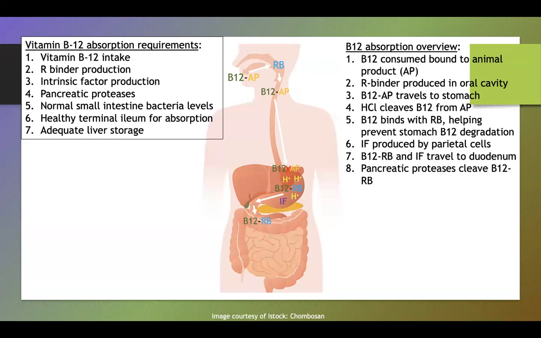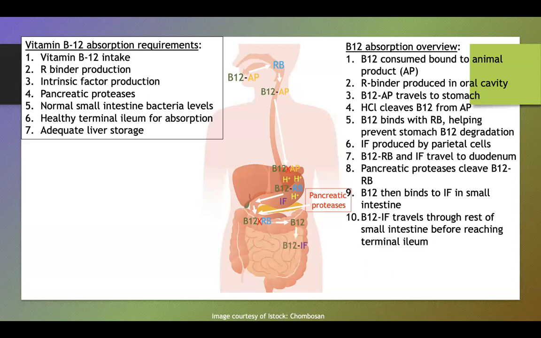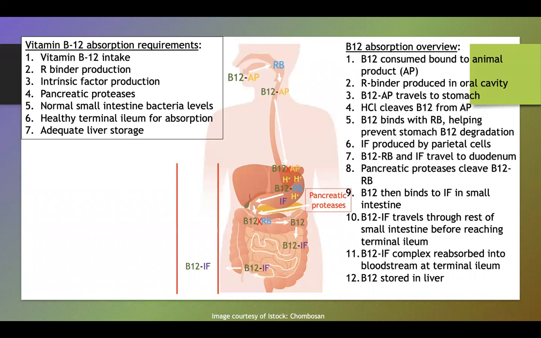Our R binder has done its job of basically protecting the B12 in the stomach. So the pancreatic proteases will help cleave B12 from our R binder. And remember the intrinsic factor that was produced in our stomach has also been flowing down our intestinal tract and can now bind to B12. And together, this complex can travel down to our terminal ileum. And once in the terminal ileum, this complex can be reabsorbed. And ultimately, the B12 will get stored in the liver, where you can have up to a 5-year supply of B12.